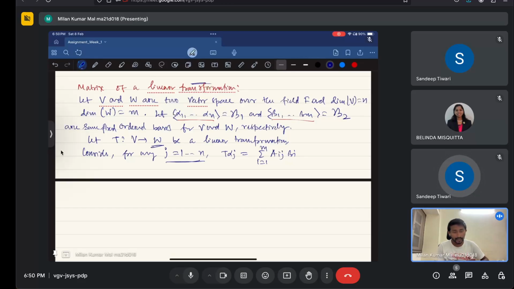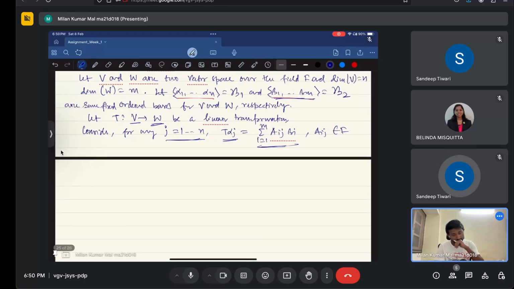So that can be written as a linear combination of the ordered basis beta 1, beta 2, up to beta m, and these coefficients are elements from the field F. Because alpha j is an element in the vector space V, T alpha j is an element in the vector space W, so it can be written as a linear combination: the summation for i equals 1 to m of a_ij beta_i. Yeah, I think I have written that correctly.